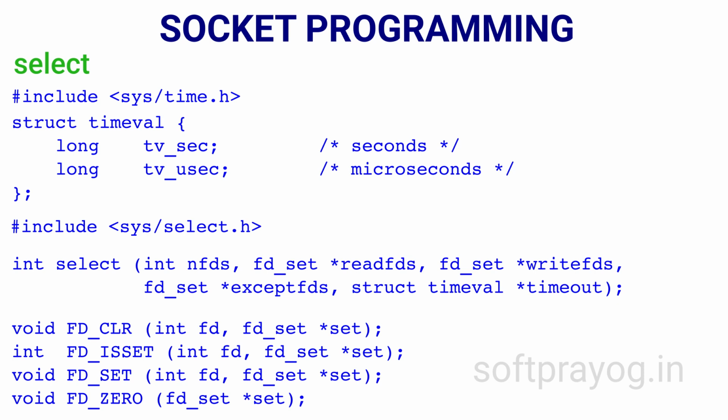There are 4 macros for updating file descriptor sets. FD_ZERO initializes a file descriptor set, clearing all file descriptors in it. FD_SET sets a file descriptor in the set. FD_CLR clears a file descriptor in the set. FD_ISSET is for checking whether a file descriptor is set in the given file descriptor set. Select can only monitor a number of file descriptors less than FD_SETSIZE, which is hard-coded as 1024.